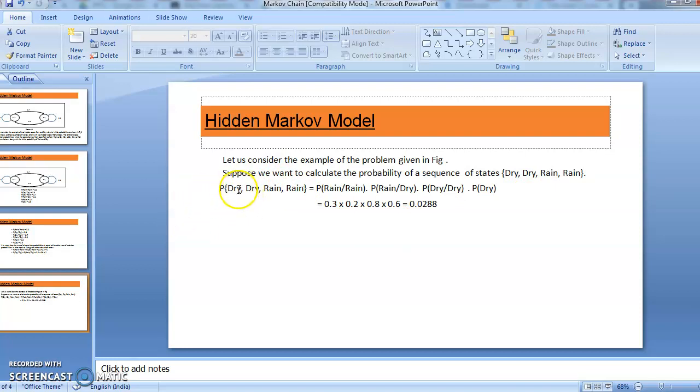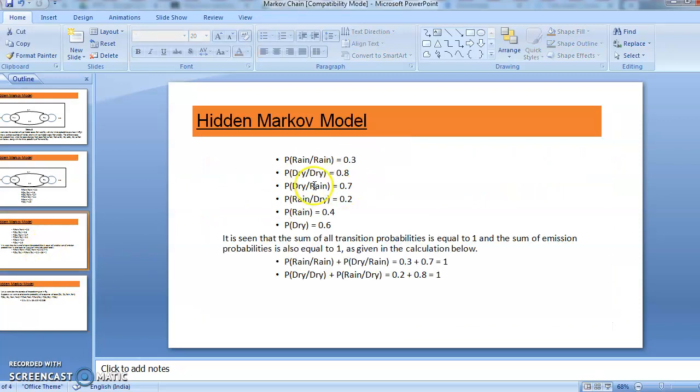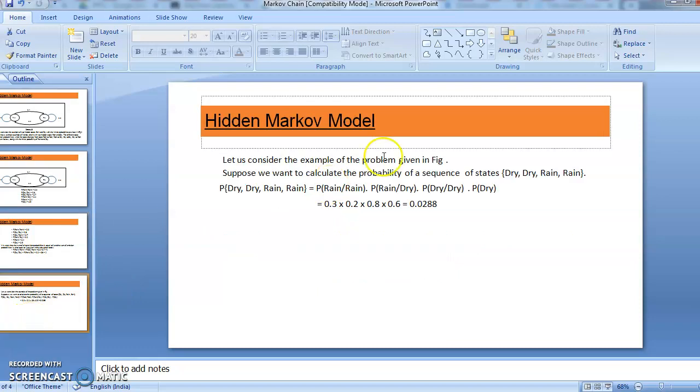The first is always the single state. So that's why the probability of the sequence starts with the initial probability of the single state, that is the probability of dry. Now for the second state, the probability that the sequence changes from dry to dry, multiplied with the sequence changes from dry to rain, and rain to rain. Whatever probabilities we have calculated or taken from the diagram, take as they are, multiply together and you will get the final answer.